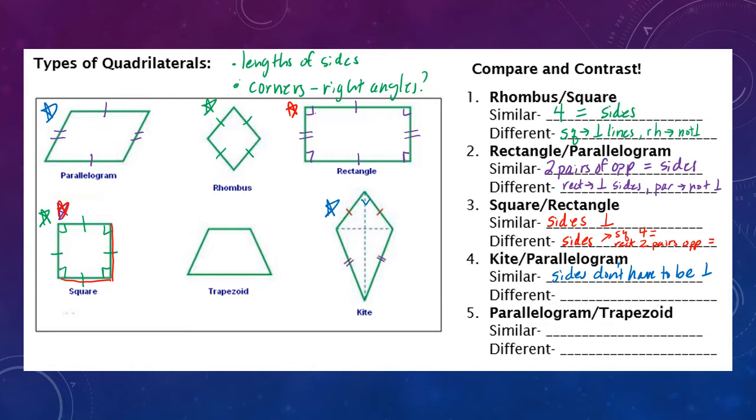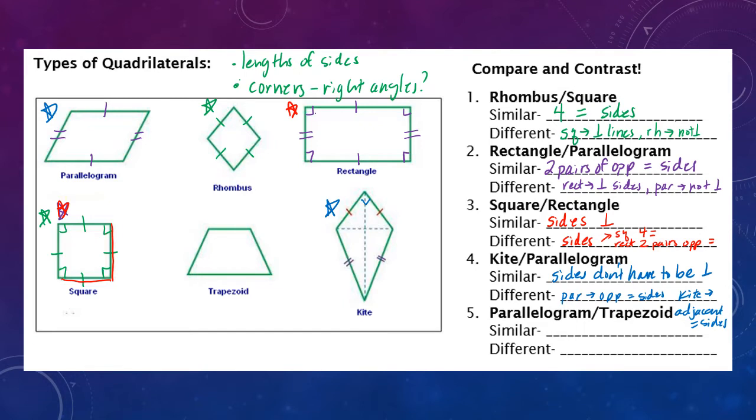So most of the time it's not going to be right angles, so I'm just going to say they don't have to be right angles. And then the way that they're different is because of their sides. If you look at a parallelogram, the opposite sides are equal to each other, and if you look at a kite, the adjacent sides, the ones that are next to each other, are equal. So I'm going to say over here in a parallelogram, you have opposite equal sides, and in a kite, you have adjacent equal sides.